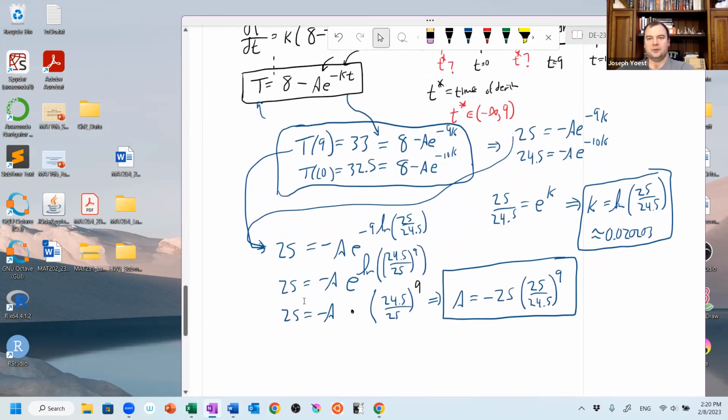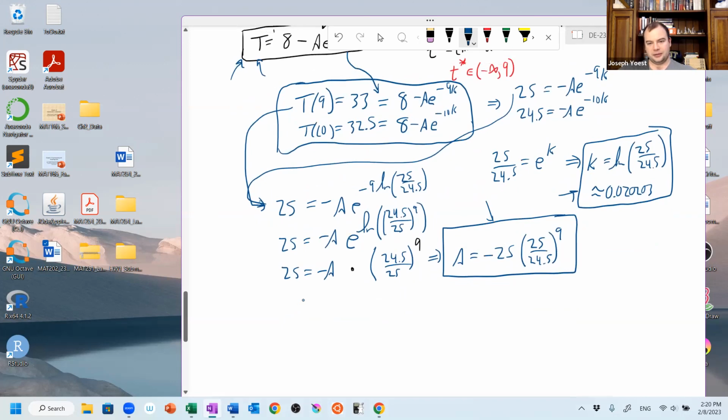So we did all that work to find what? T as a function of only t. So now I know what a and I know what k are. They're kind of annoying numbers, but they are just those numbers.